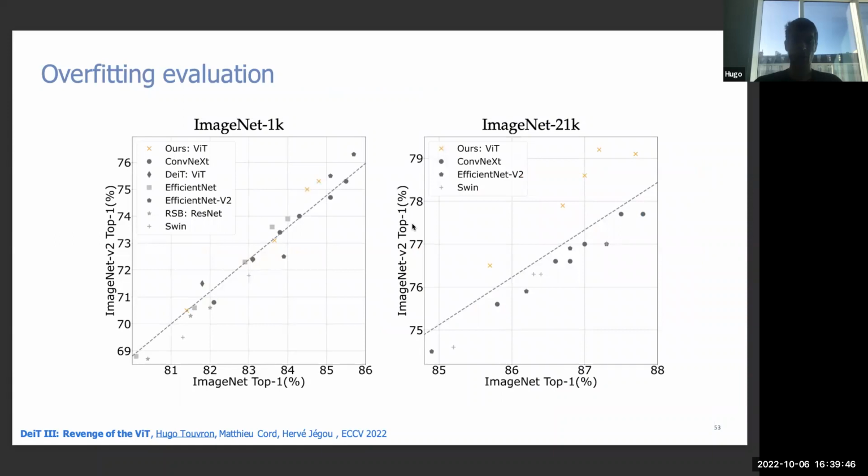We evaluate the overfitting of the different approaches. On ImageNet 21K, the approach we propose doesn't overfit more than other approaches. On ImageNet 21K, we overfit a little bit less. So it's quite interesting results.